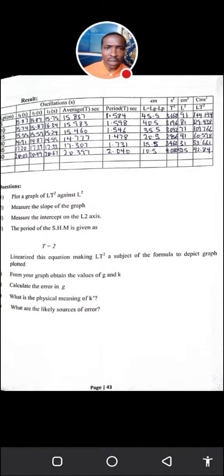So the last one is LT square. LT square is multiplying your L by your T square. So your L here is 45.5. Let me take the first row: 45.5 times your T square, which is 3.168. So try that with a calculator and please confirm that value. But I guess that value is correct, because usually it ranges from 140, 150 down to around 20 something. Here we have 42, no problem. That is determined by your center of gravity value.